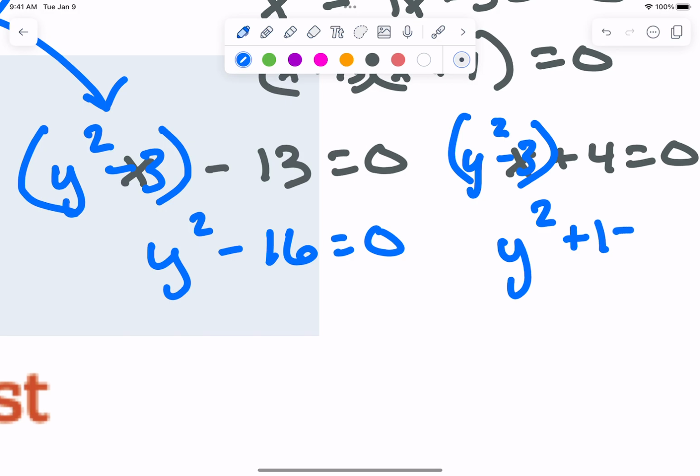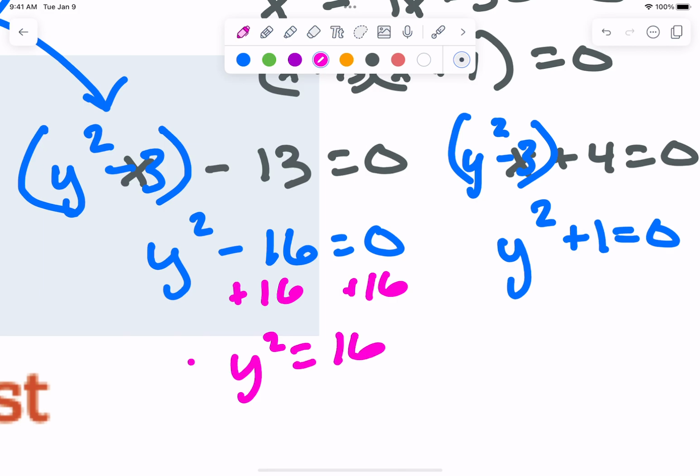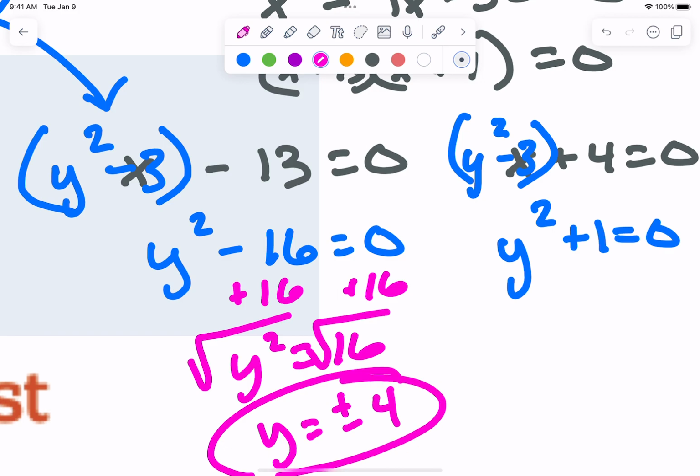Okay, now what? Solve. This is an equal sign. Let's solve this guy. Let's add the 16 over. y squared equals 16, square roots, that is plus or minus 4. The other one, if I subtract 1, y squared equals negative 1.